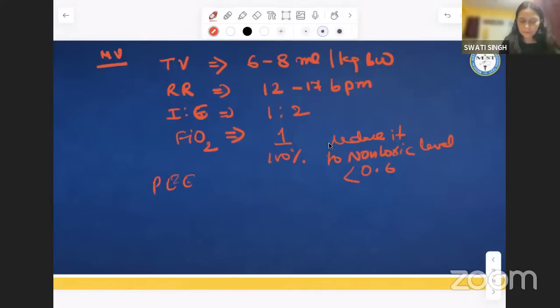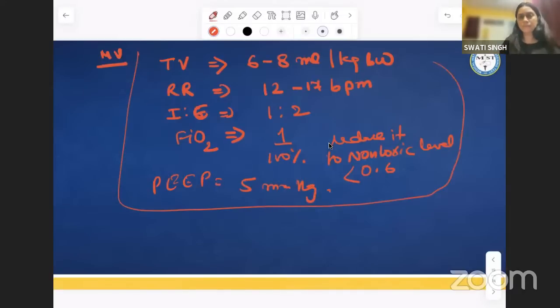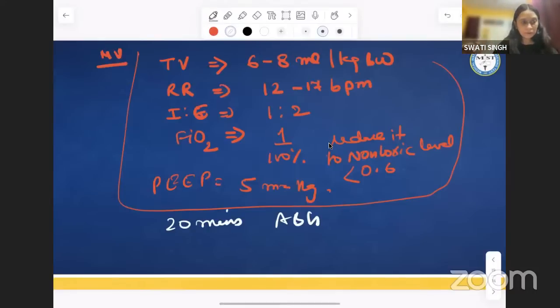And PEEP, generally, we start with 5 mm of Hg. So this is the first setting, the initial setting. And any change we make is after 20 minutes of setting, after seeing the ABG. So when we see the ABG, only then can we change the parameters.